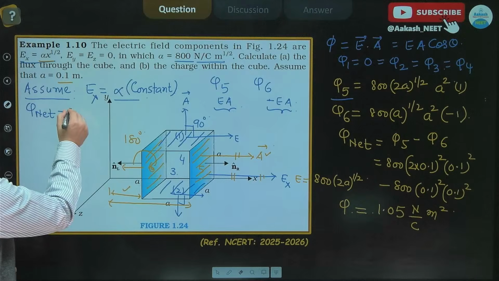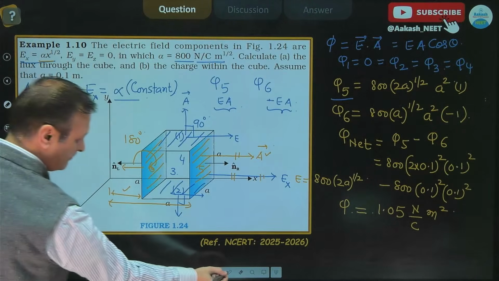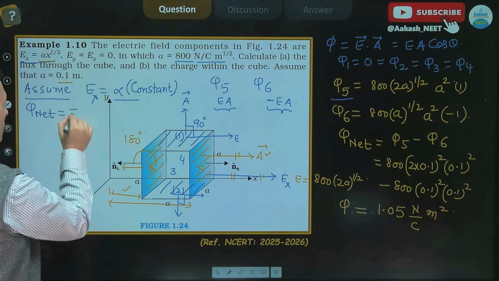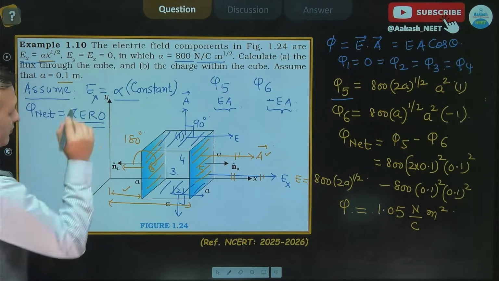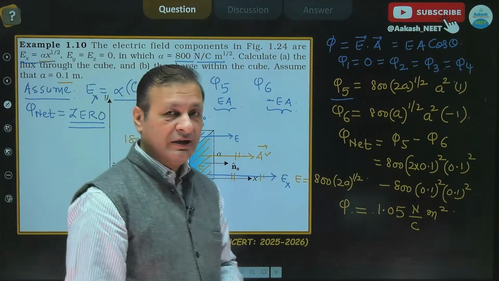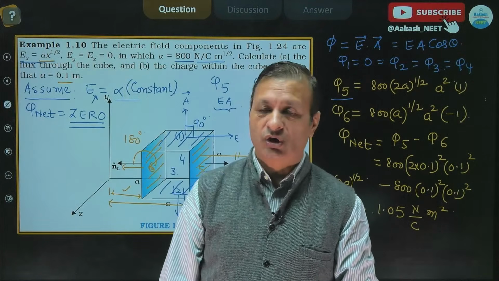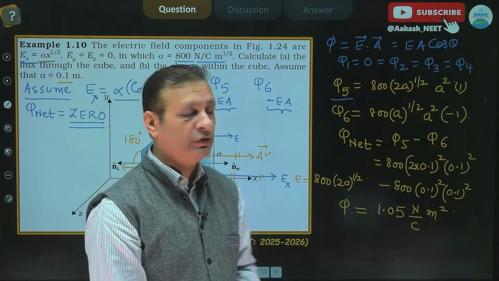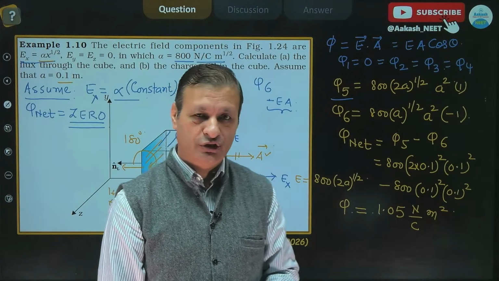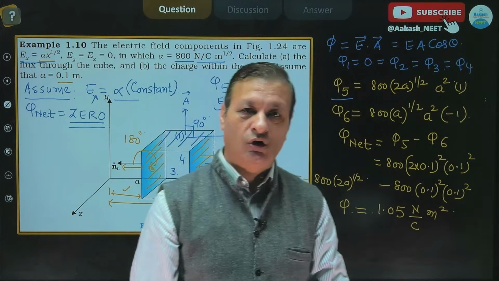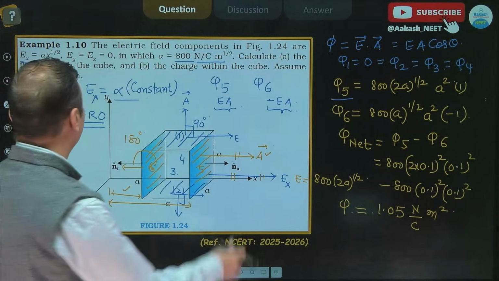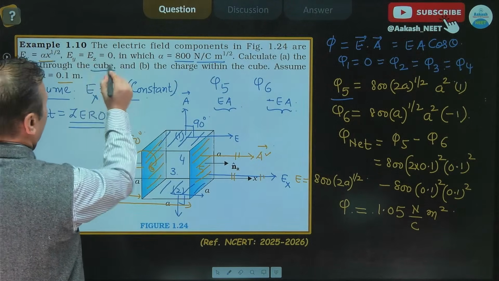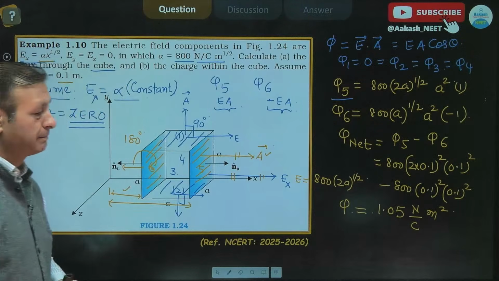So the net flux for this configuration would come out to be 0. Had your electric field been a constant quantity, then the flux through this cube would have been 0. So this is a slight alteration in the same situation. This was all about the flux through the cube. That was your part A.